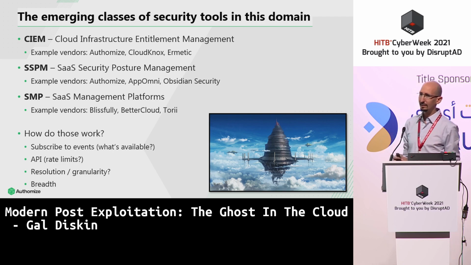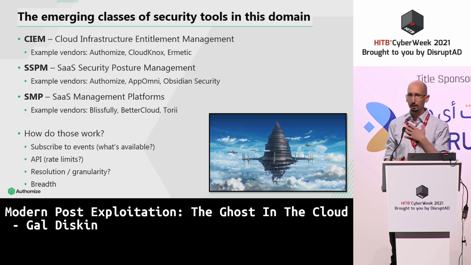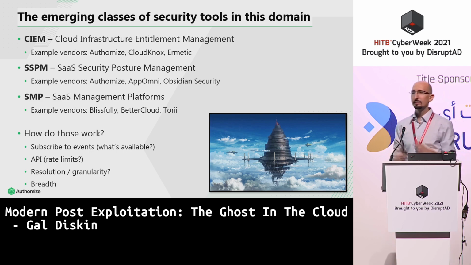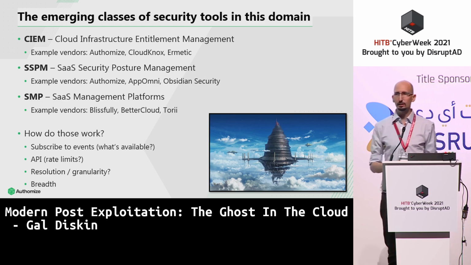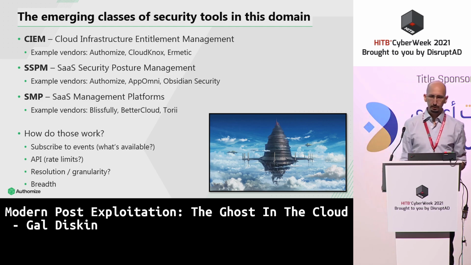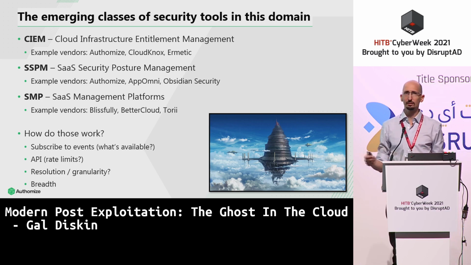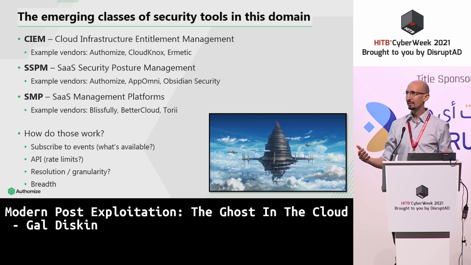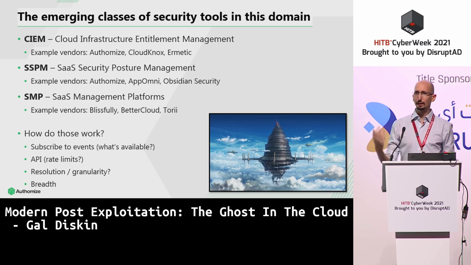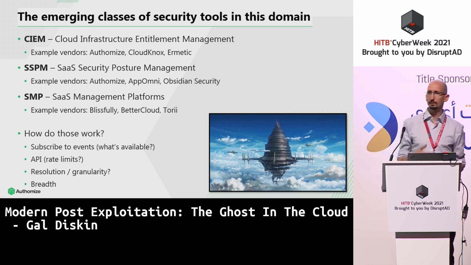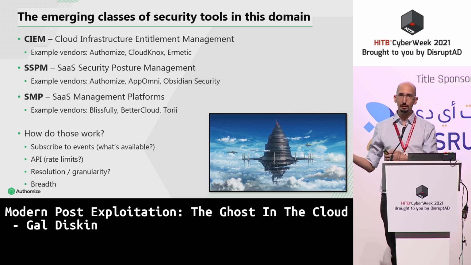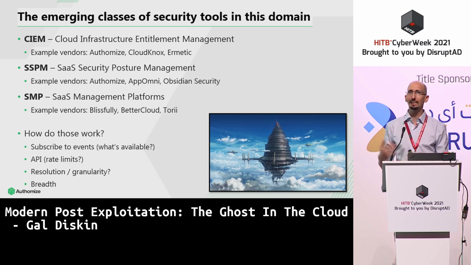So, last thing that I'm going to talk about before I start showing you the actual demo: a little bit about the emerging classes of security tools that try to manage IAM security. Cloud infrastructure entitlement management are applications like CloudKnox and Hermetic and Authomize, my company, that generally connect to AWS, Azure, and GCP. They analyze the entitlements or the permissions there, and based on that, they try to make decisions. SaaS security posture management are platforms that try to do the same for SaaS applications, but generally SaaS security posture management is less about entitlements.